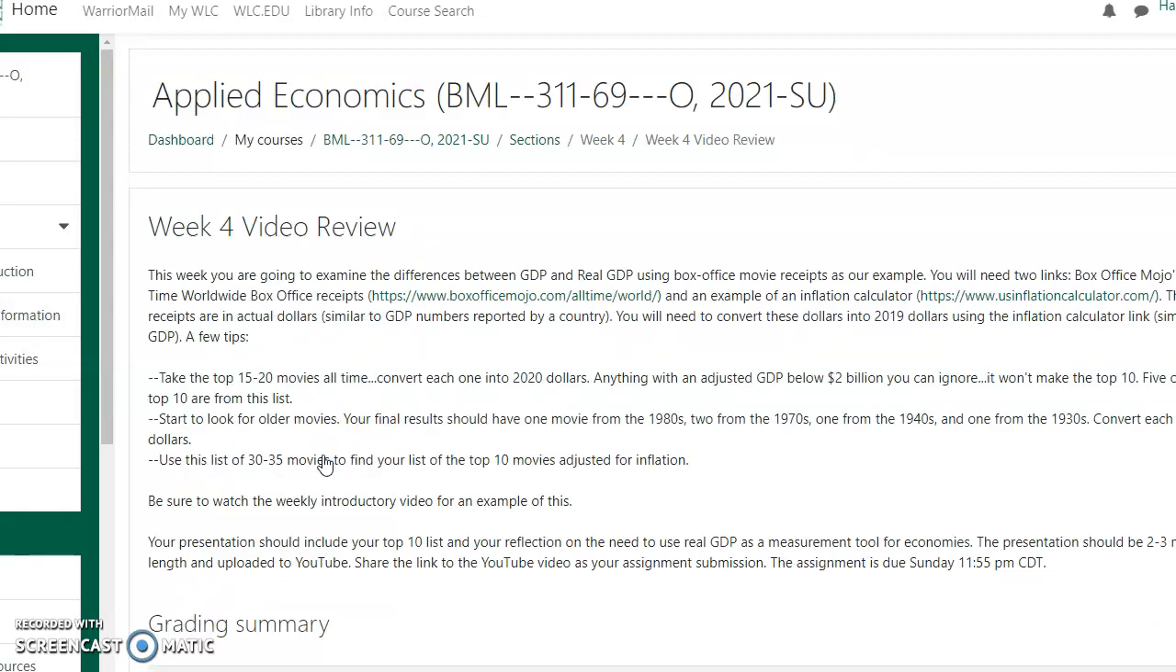This is going to be very interesting because we're talking about using inflation. We're going to compare movie prices. So, for example, go back to the 1980s and the blockbuster movies that really came out. And you're going to compare that with the current movies that are being released in the box office.